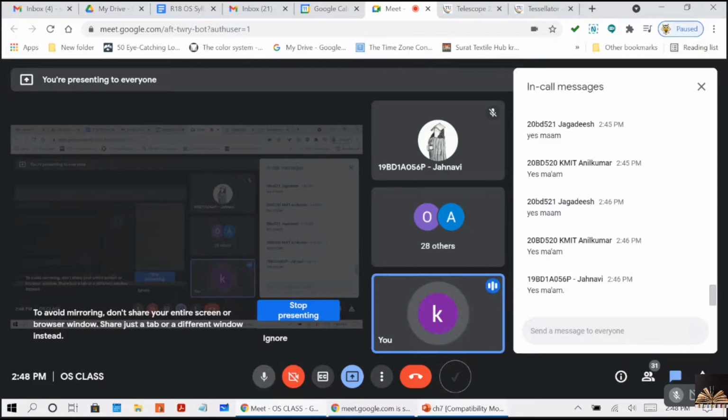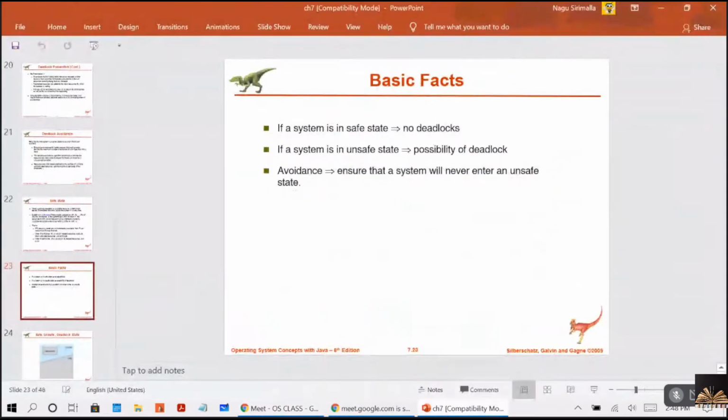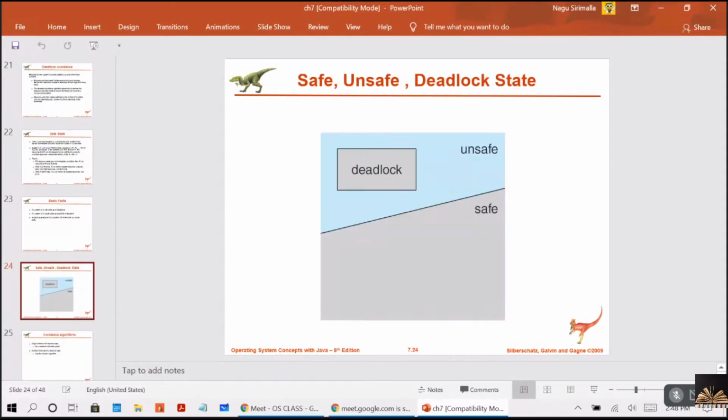Behavior of the processes controls the unsafe state. Yes, these are the points I'm trying to tell you here. If a system is in a safe state, no deadlock. If a system is in an unsafe state, there is a possibility of deadlock, right? To avoid deadlock, it should ensure that the system never enters an unsafe state.